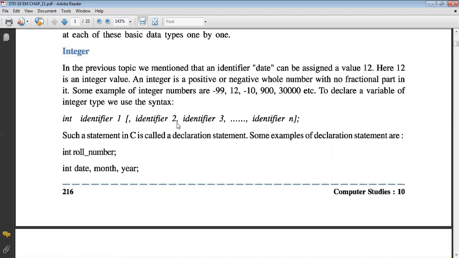To declare a variable of integer type, we use the syntax: integer identifier 1, identifier 2, and so on. Such a statement in C is called a declaration statement. Some examples of declaration: integer roll number, integer date, month, year. That means integer is a data type and roll number is its variable name. We are going to store roll numbers like 1, 2, 3, 4 in roll number.